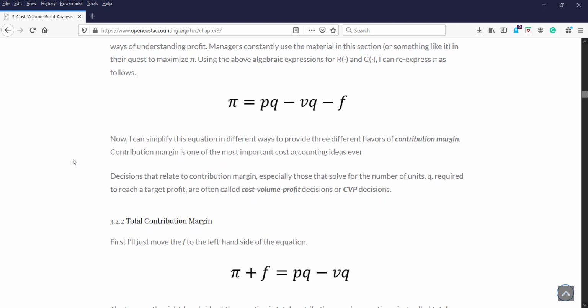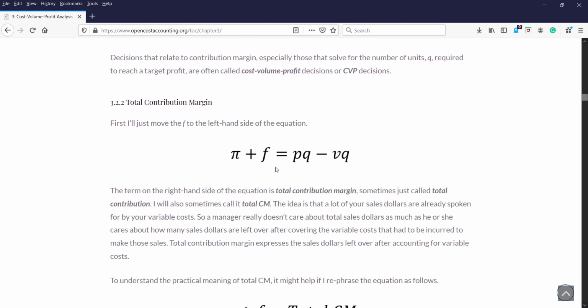And I can simply rearrange, add fixed costs to both sides. And now I've rearranged, so it's pi plus fixed costs equals the difference between our revenue and variable costs. And this right-hand side of the equation is called total contribution margin.